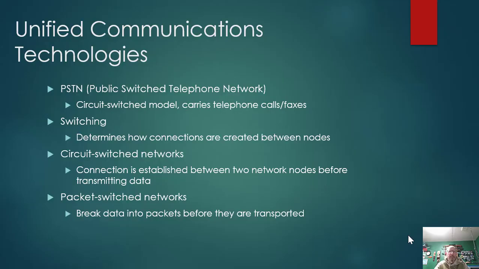So, switching is the mechanism that determines how connections are created. In circuit switch networks, the connection must be established before any data can move. In contrast, packet switch networks break the data into small little packets and then send them independently. This is the foundation of modern voice over IP and unified communication networks.